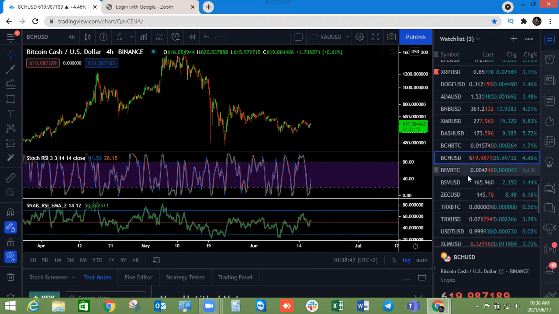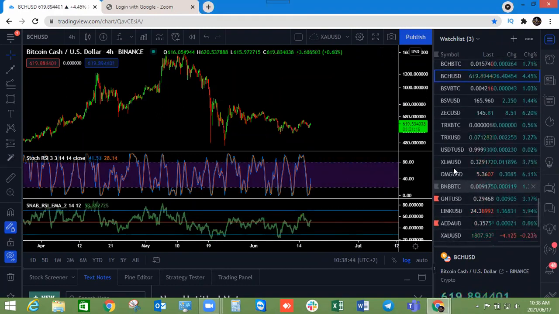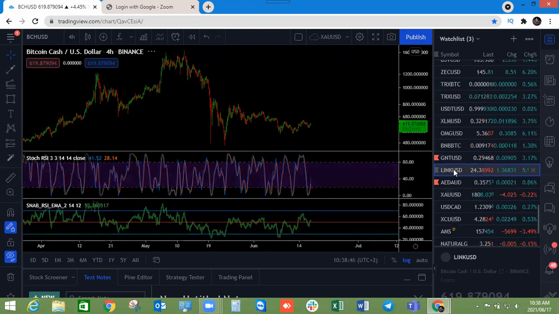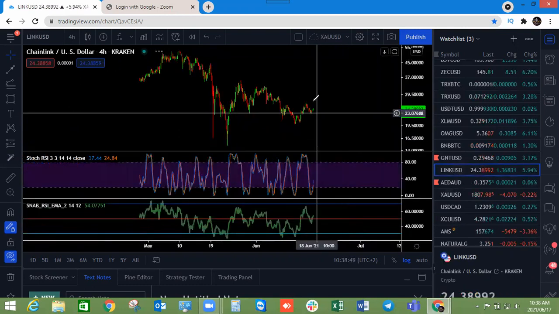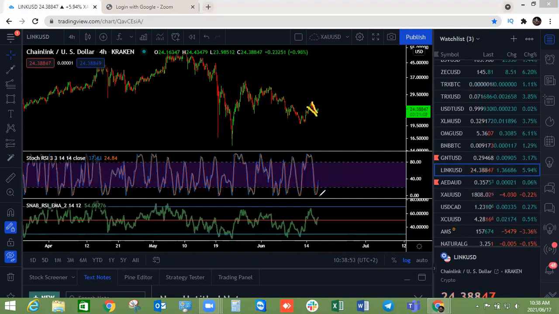And lastly, Link. So the cryptocurrencies are starting to look interesting. Link, same thing. Continuation pattern. We are at the bottom. We are above 50. We want to see this retest about 37,000.